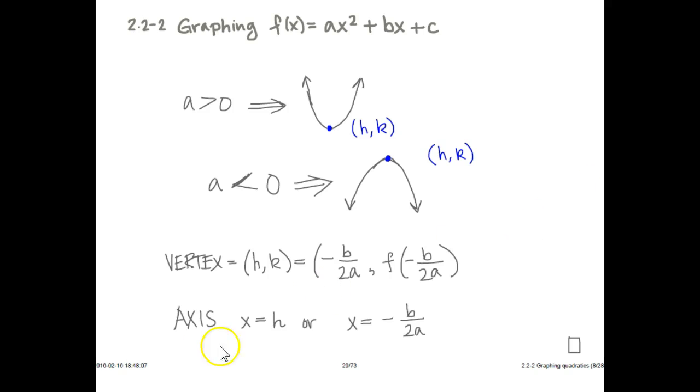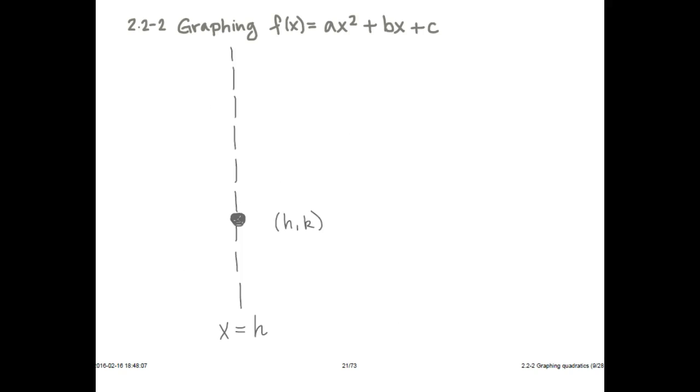And the axis is x equal to h as it was before, or now that we have a way to find h, we can say x is equal to that expression, negative b over 2a. Okay, that looks like an axis. I wonder what comes next.